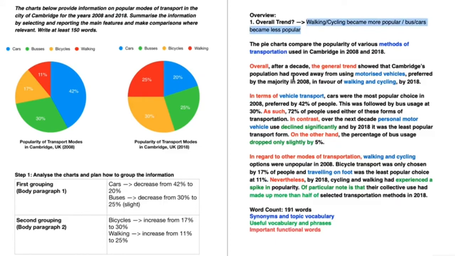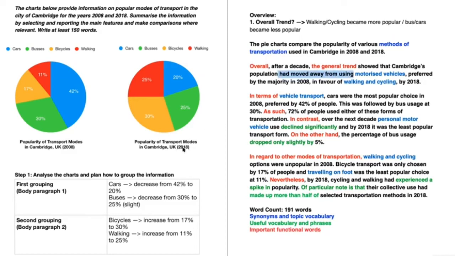become more popular, and let's pay attention to the grammar. So it says, overall, after a decade, the general trend showed that Cambridge's population had moved away from using motorized vehicles, preferred by the majority in 2008, in favor of walking and cycling by 2018. So first off, in red, we've got our great functional words for providing an overview, overall, and the general trend. We're not talking about specifics yet, but I have the past perfect here. So had moved away from.